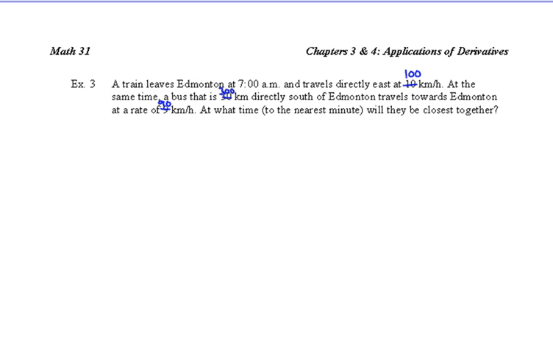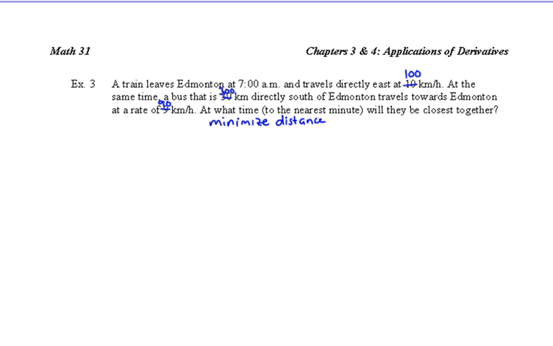Okay, so the question is, are we trying to minimize or maximize something? We're trying to minimize our distance. Specifically, well, we need to draw a picture. So let's draw a picture here so we figure out what distance. We need a relationship with distance.